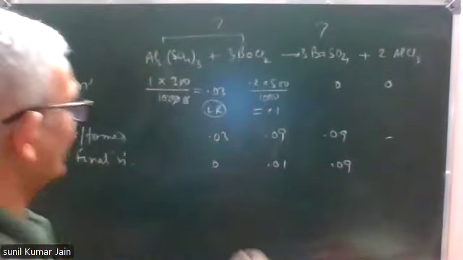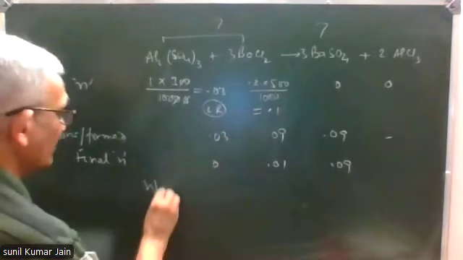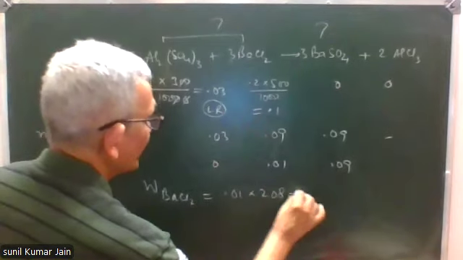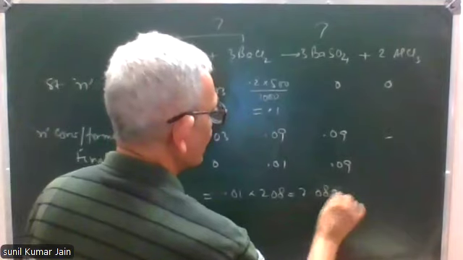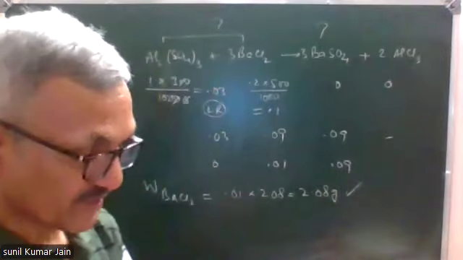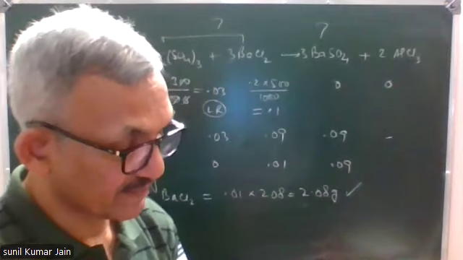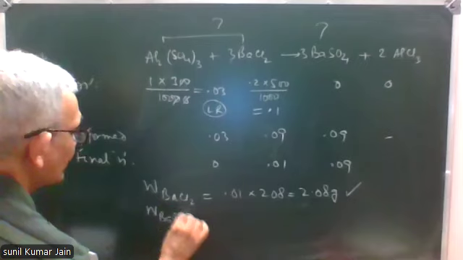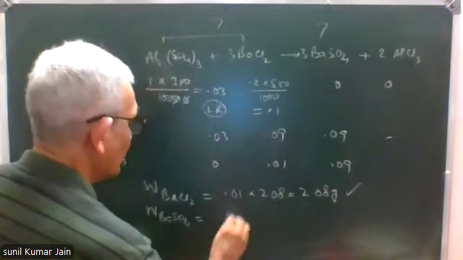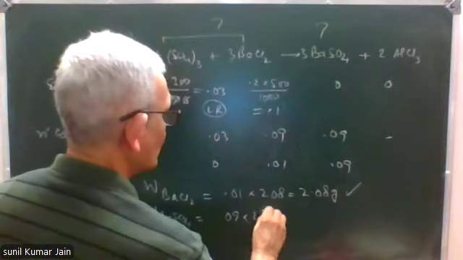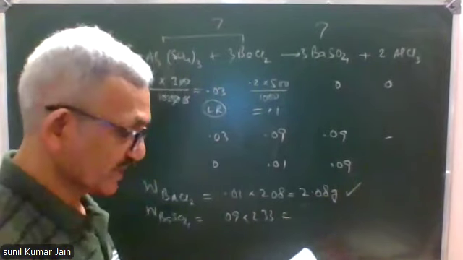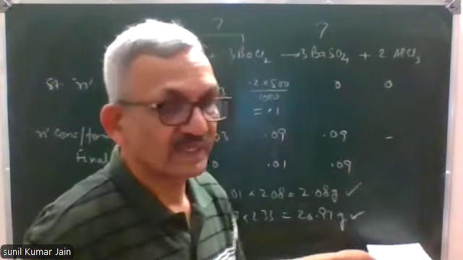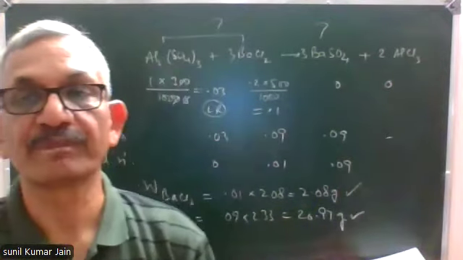Calculate barium sulfate and reactant left. So weight of barium chloride will be 0.01 mole into molecular weight 208, 2.08 gram. 2.08. And second is barium sulfate formed. Weight of barium sulfate will be 0.09 mole into barium sulfate is 233. This will give 20.97. These are masses of products formed.